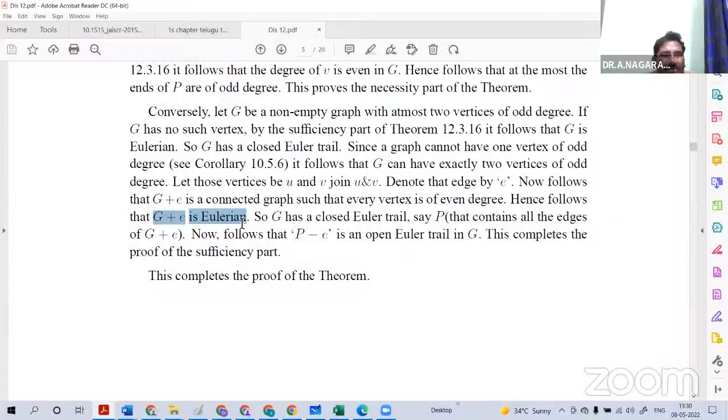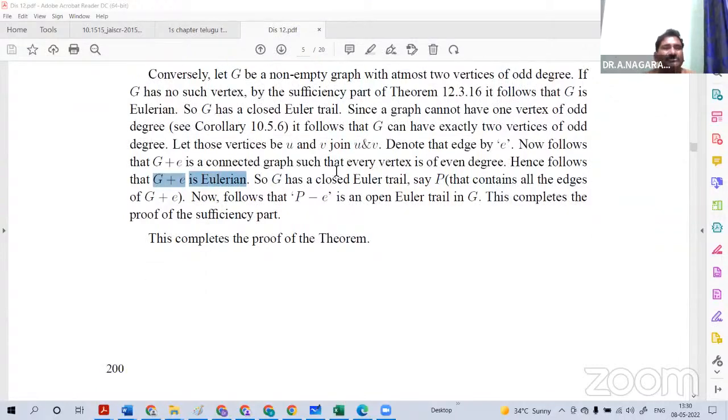This is the Euler graph. Here G, hence the following of G plus E is the Euler, so that G has a closed Euler trail. Now if P is one of the edges, if I take it, it is G plus E. Now it follows that P minus E is also an open Euler trail in G. This completes the proof of the sufficient part. That's all. This comes to the Euler trail part.